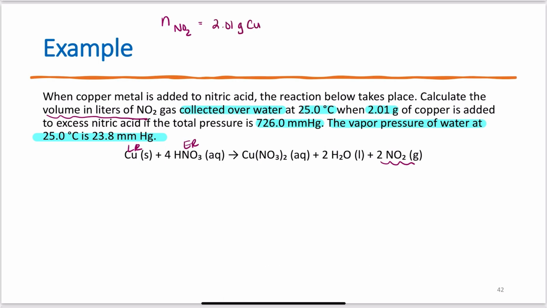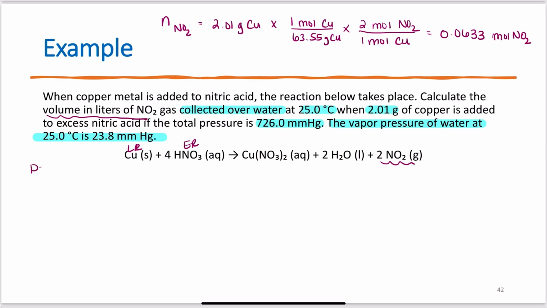I don't have this example in my notes, so let me actually look up the mass of copper, because I don't actually know it. Let's see, copper is 63.55. 1 mole of copper is 63.55 grams. And 2 moles of NO2 are produced for every 1 mole of copper consumed. 2.01 divided by 63.55 times 2, 0.0633 moles of NO2.